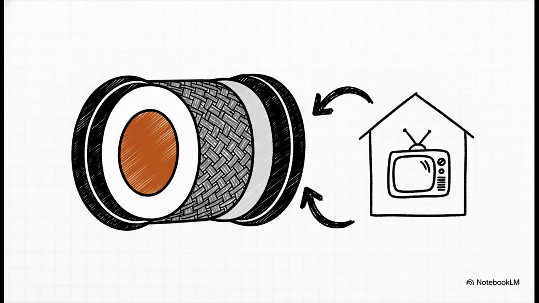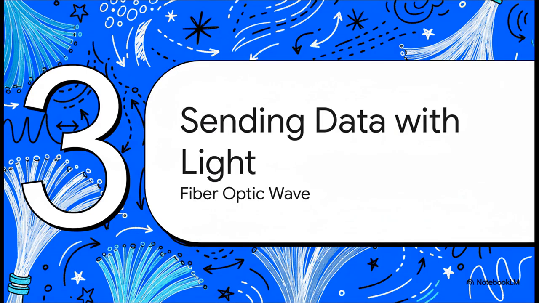Now, a step up from that is coaxial cable. You've probably seen this one too. It's what has traditionally brought cable TV and internet into our homes. It's got better shielding so it can carry more data over longer distances than the twisted pair. But here's the thing. Sending electrons down a copper wire has limits. There's a fundamental bottleneck on speed and distance. To really build a global network, we had to move on from electricity to light.